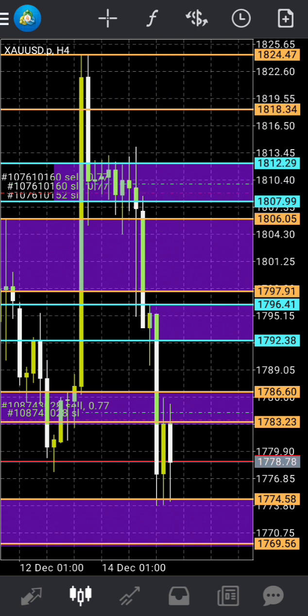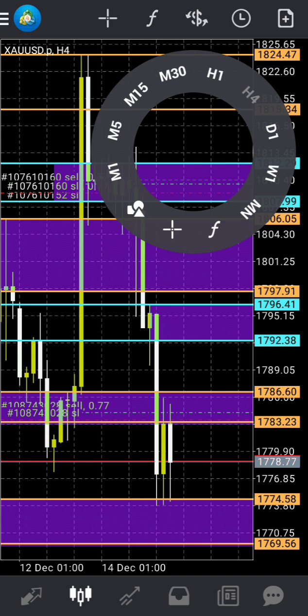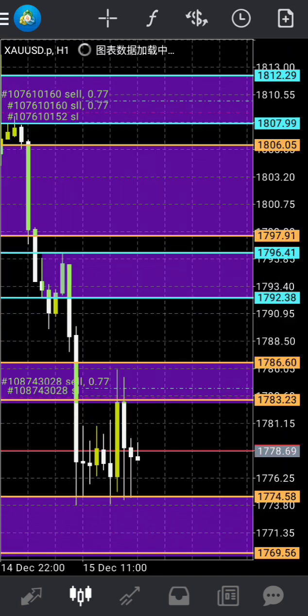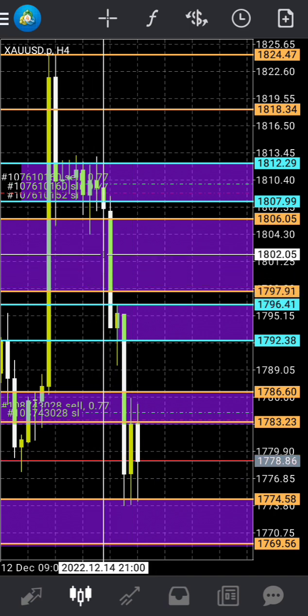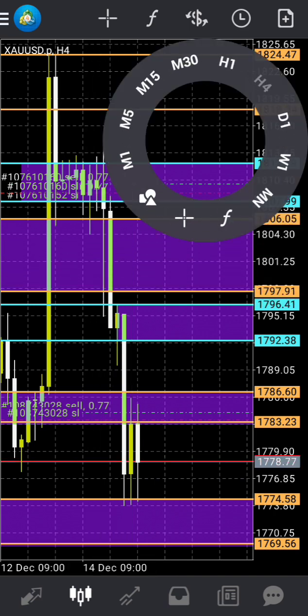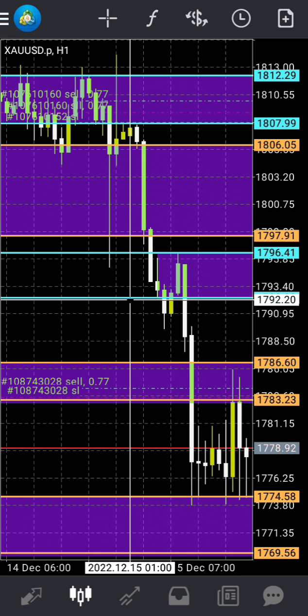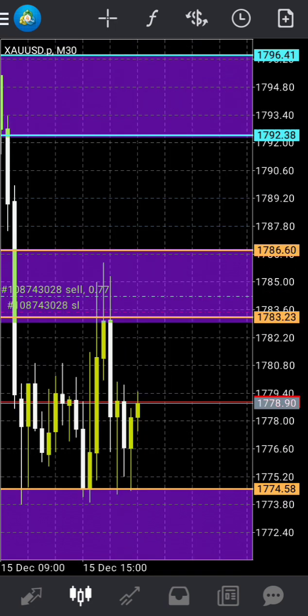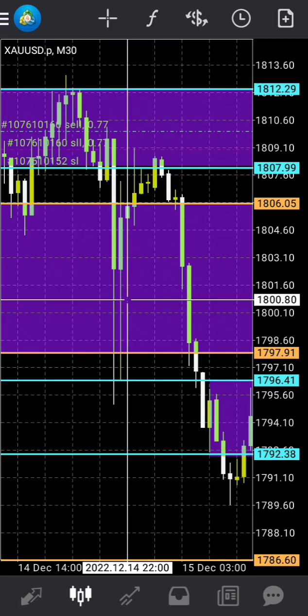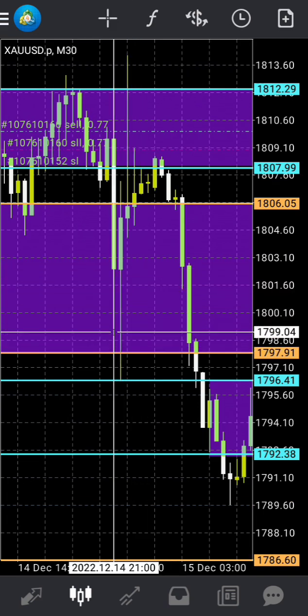If we're using shadow entry, we need to use 3 time frames: M30, H1 and H4. So in H4 we can see this is a shadow, and if we change to H1, we're able to see the shadow also. But if we change to M30, we can see the zone has already been used.